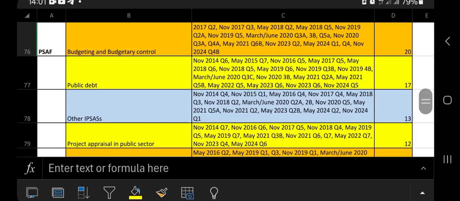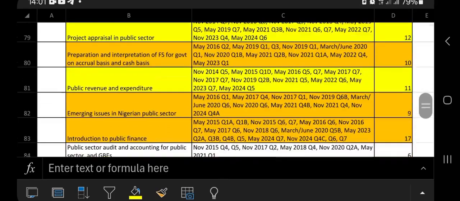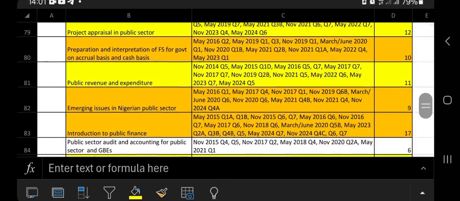Then we move to preparation and interpretation of financial statements for government on accrual basis as well as cash basis. You shouldn't have challenges with this because of your knowledge of FR, financial reporting. However, please, you could still pay attention to this, as for some of you, your knowledge of this in financial reporting might not be solid enough to power you through this particular paper.